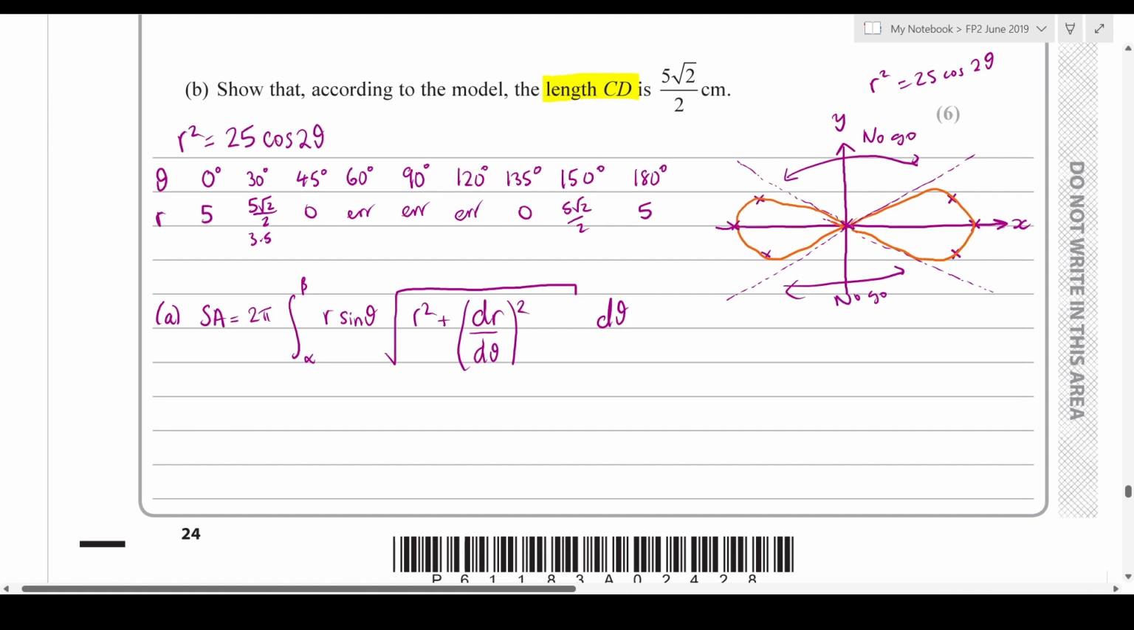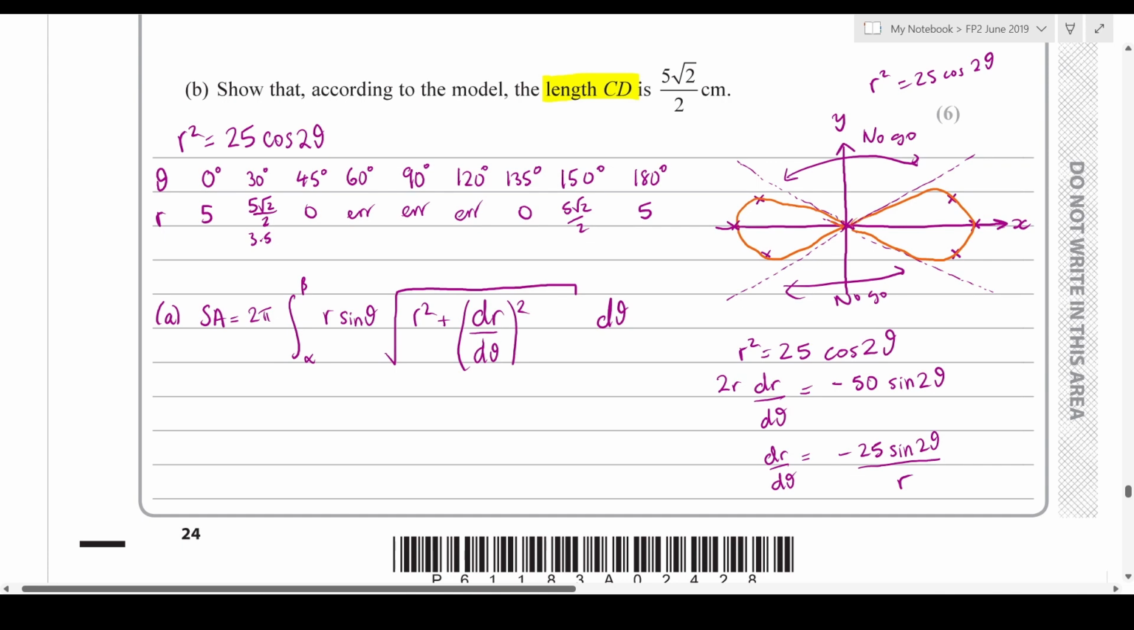So let's try and differentiate it. We've got r squared is 25 cos 2 theta, and I'm going to differentiate implicitly here. That's going to give me minus 50 sine 2 theta. So we can get dr by d theta, dividing by 2r, so that's going to give minus 25 sine 2 theta all over r. I could put what r is, but I'm not going to bother because I'm going to square it in a moment anyway.